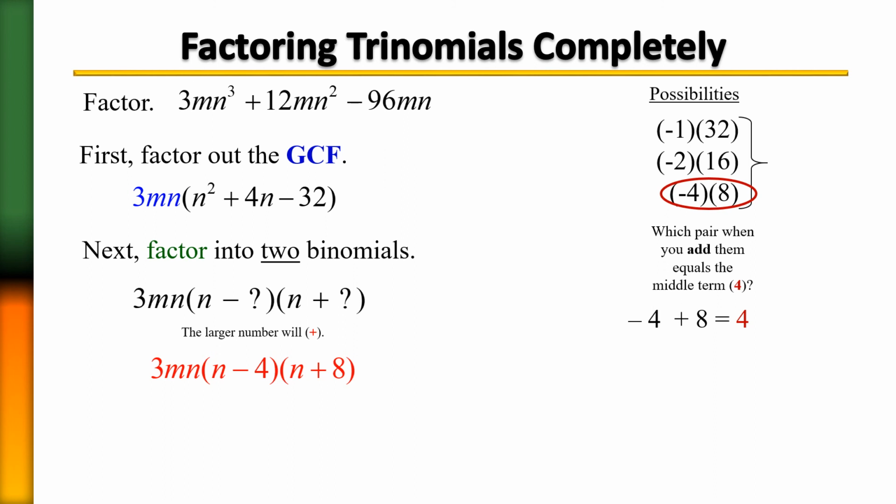Remember, order doesn't matter. You could also write it as 3mn on the outside, followed by (n + 8)(n - 4), because order does not matter. You can even put the 3mn in the very back of both of the terms as long as it's on the outside, because it is the GCF. And there you have it.